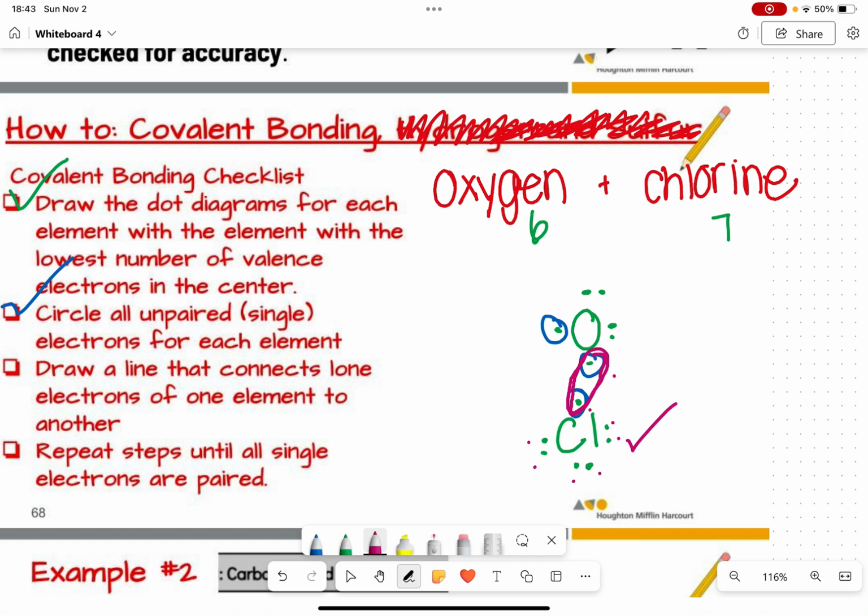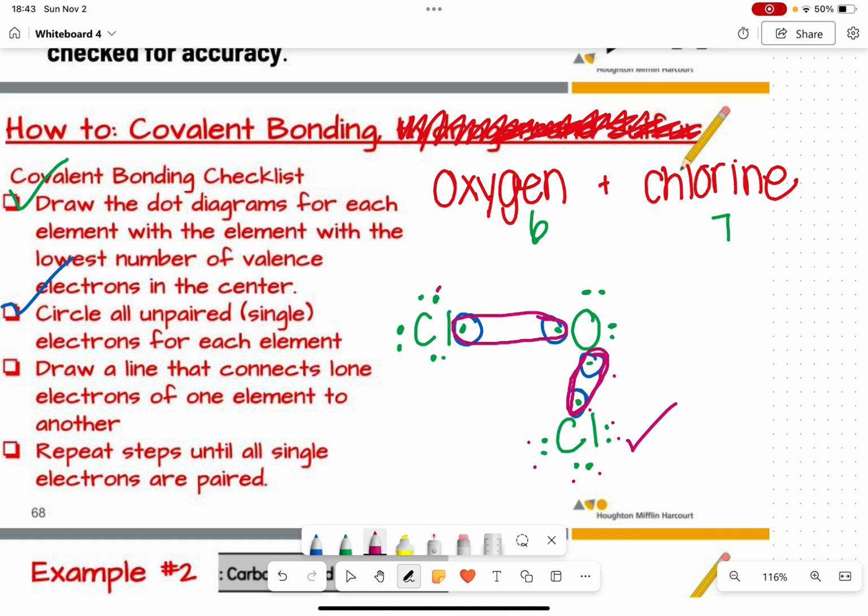So what I'm going to do is add another element, but I'm not going to add another oxygen. I'm going to add another chlorine because I don't want to keep adding the element that hasn't met the octet rule, because it will never meet the octet rule if you keep adding that element. So I'm going to go ahead and add another Cl. 6, 7. I'm going to go ahead and circle the unpaired electron, and then I'm going to connect the two lone electrons, the one on chlorine and the one on oxygen.